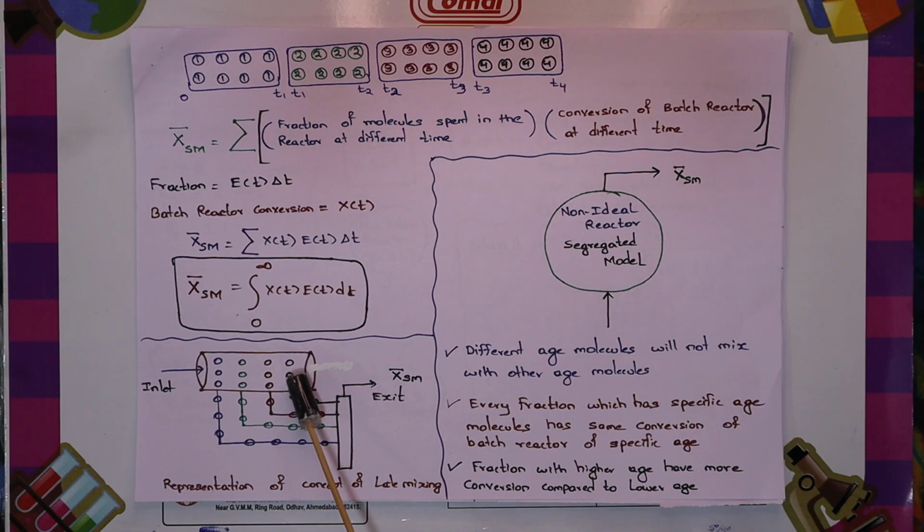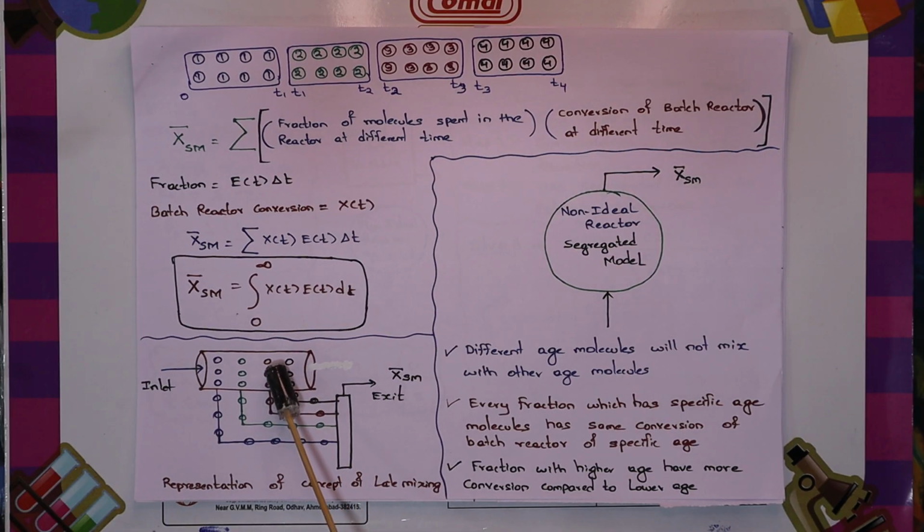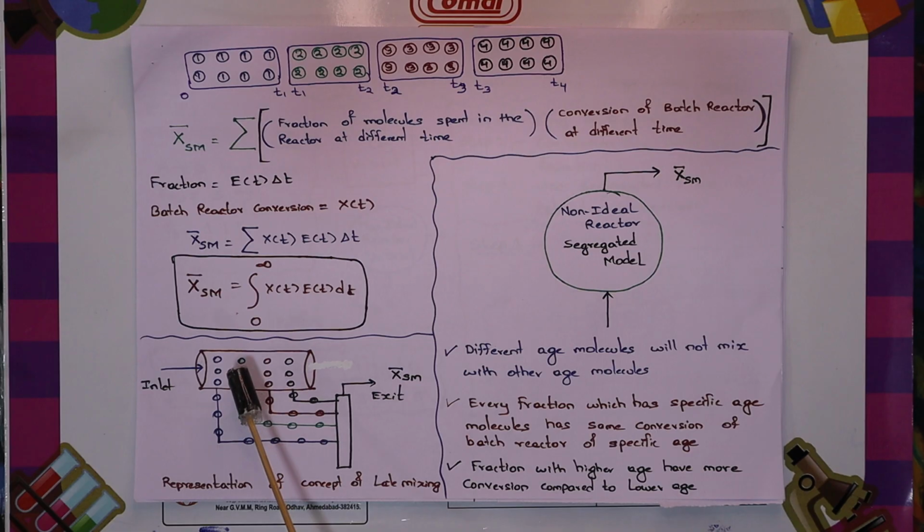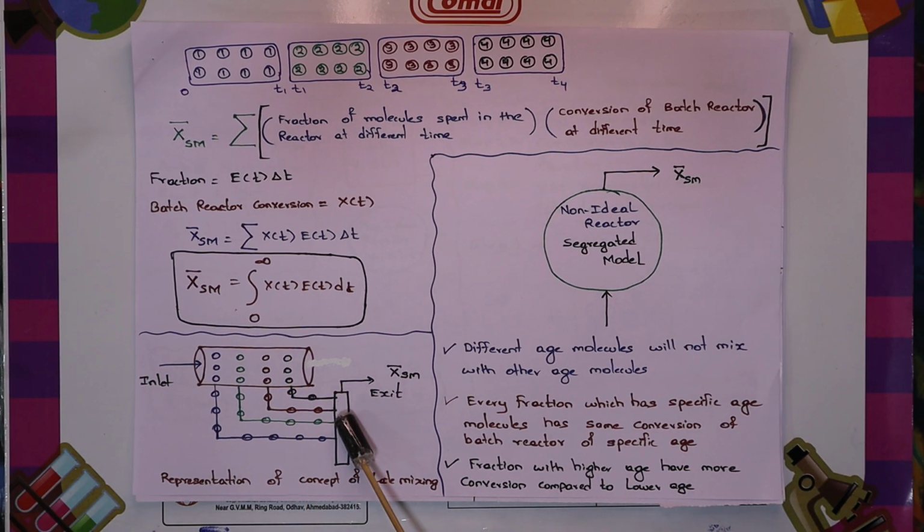This particular set of molecules represented by the black color has spent the most amount of time in the reactor, so you take a certain fraction. The red one is spending next to the black one, the green one next to the red one, and the blue one has spent the least time while the black one has spent the most time. Then what is the overall conversion? It is the combination of all of these, combined here, to predict the conversion from this reactor.